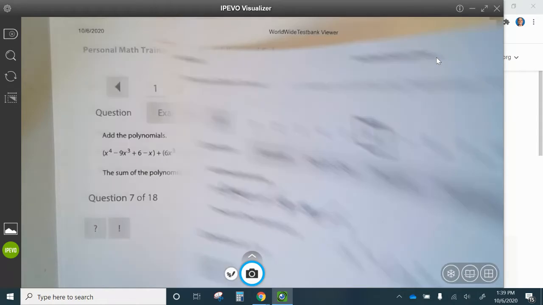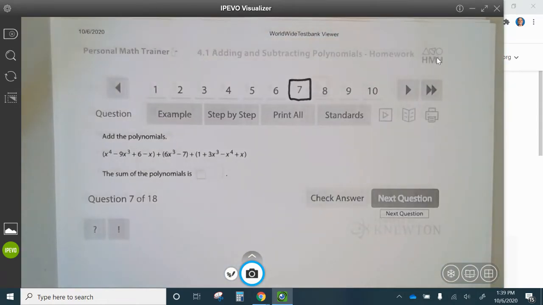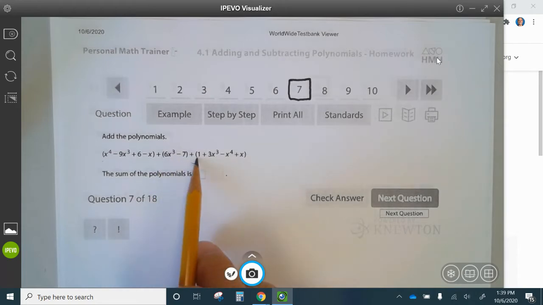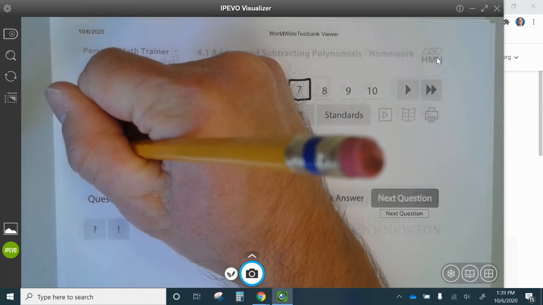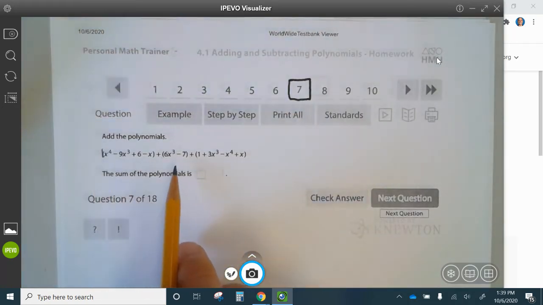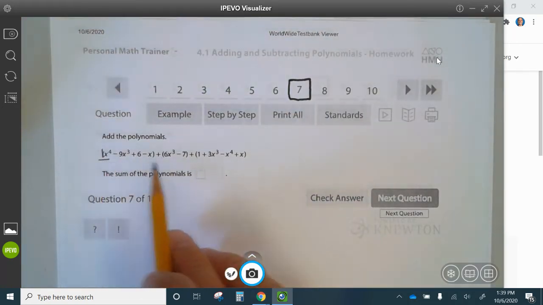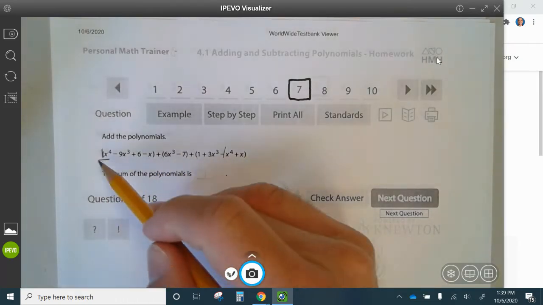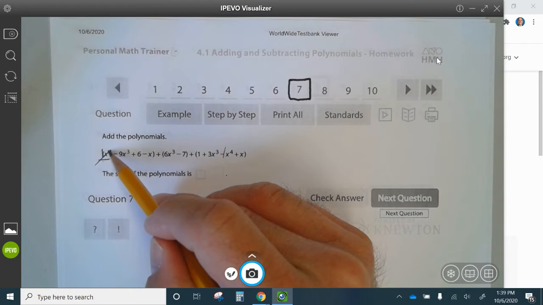All right, question number 7. Okay, add the polynomials. And again, there's just a 1 in front of the parentheses, so we can ignore the parentheses. Okay, so now we start to combine terms. Well, this is 1x to the fourth. I think that might be the highest exponent. So we also have a minus 1x to the fourth. And I don't think there's any other x to the fourth. Well, 1x to the fourth minus 1x to the fourth, that cancels.